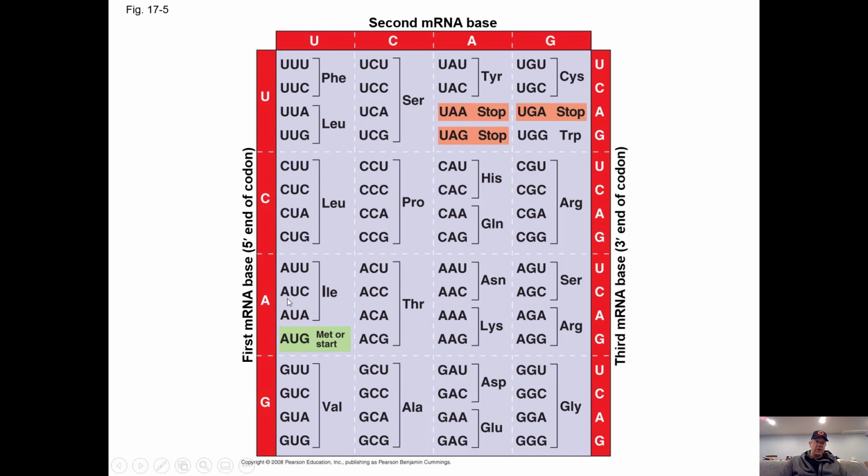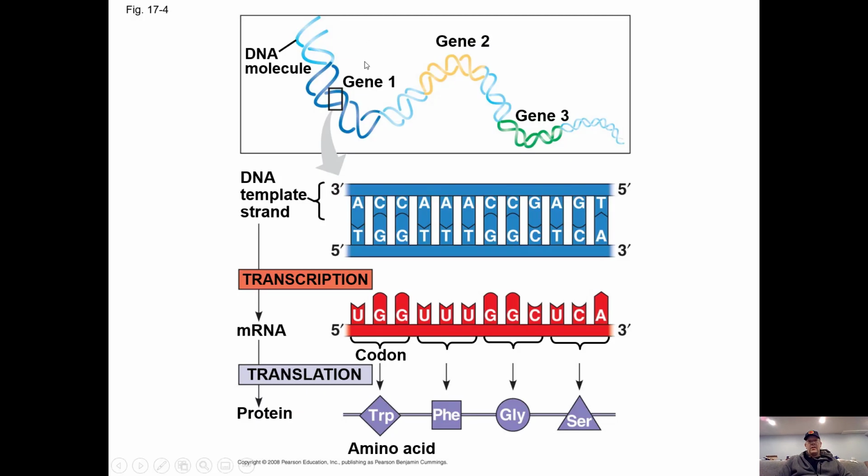Some other features on here: you see we have a start codon, and that start codon also codes for something called methionine. We have 3 stops: UAA, UAG, and UGA. The stop codon tells the cell to stop making the protein, much like the start codon tells the cell to make a protein.